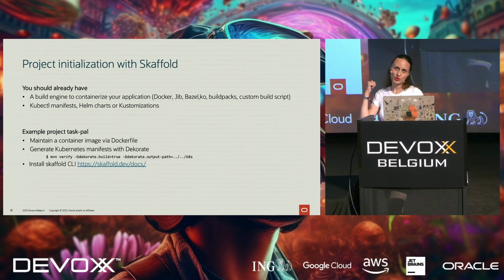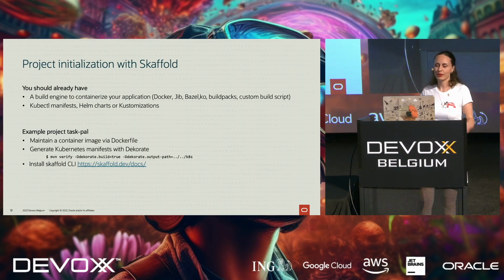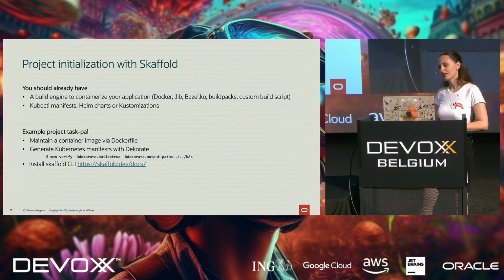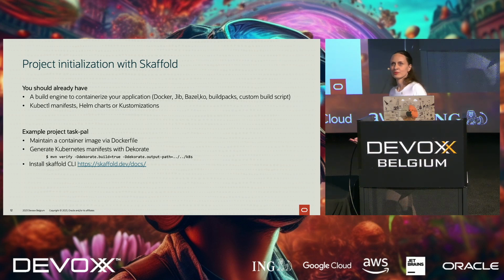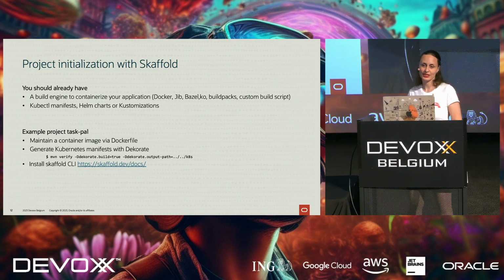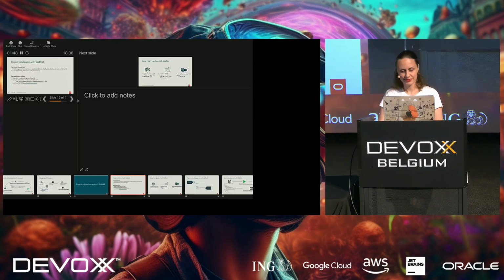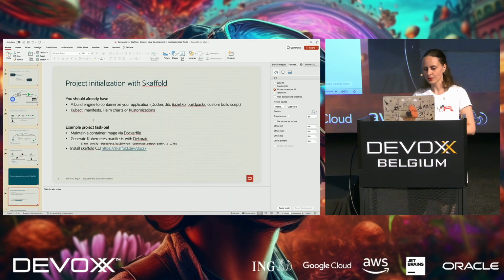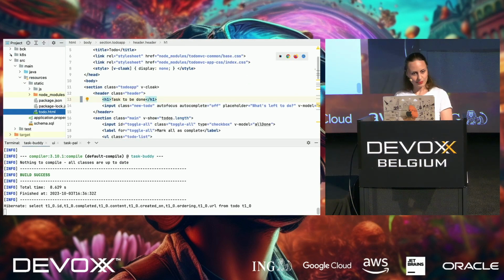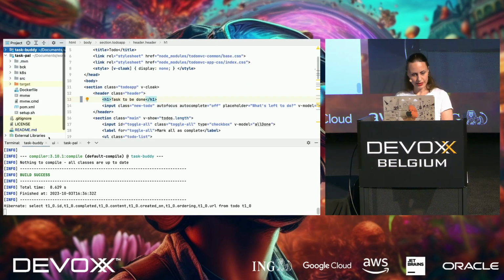And it's the same project, but I gave it a different name, called it TaskPal. I'm maintaining the container image, again, via the Dockerfile, so I want you to keep it similar and see how it behaves. Generating, again, the Kubernetes manifests with Decorate. And, of course, I installed the Skaffold CLI. Now, for Skaffold, things are going to be a little easier. Let me go to TaskPal.